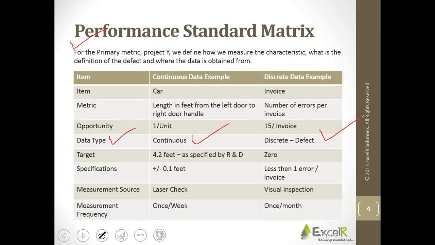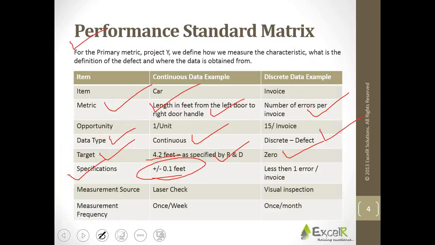All right, here are a few other examples. What is a metric? This is how you write a metric. Length in feet from the left door to right door handle. It should be very clear, whatever you mention. For discrete, number of errors per invoice for each invoice. And what is your target? My target is 3.2 feet, the length in feet from the left door to right door handle in a car, right? It should be 3.2 feet. Number of errors per invoice should be 0.